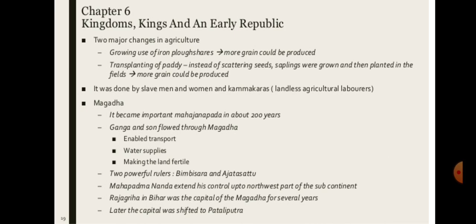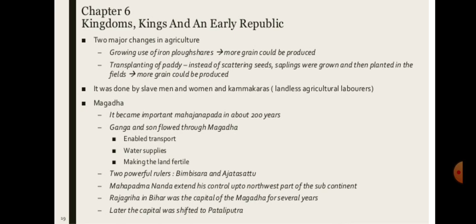Parts of Magadha were forested. Elephants were captured from there and trained for fighting in the wars. Wood from the forest was used for building palaces and chariots. In the southern part of Magadha, there were iron ore deposits, which could be used for making weapons. All this enabled Magadha to emerge as a very powerful kingdom. Bimbisara and his son Ajatasattu were early kings who built Magadha.